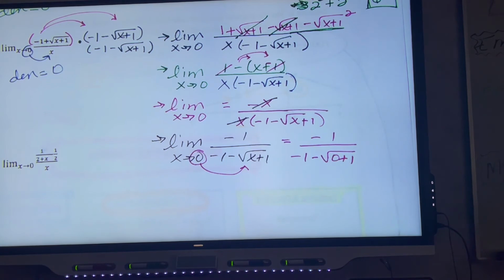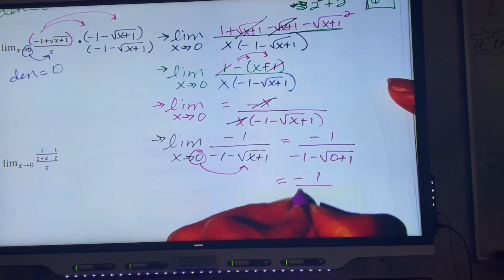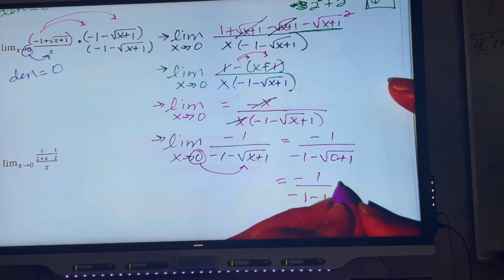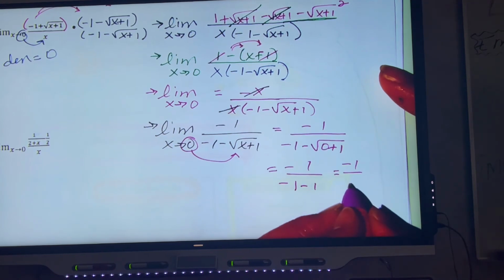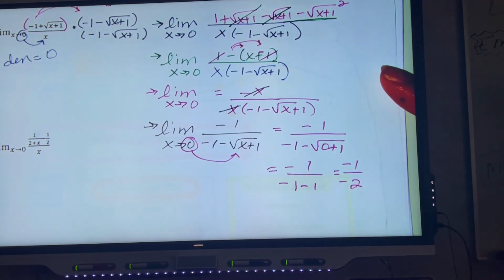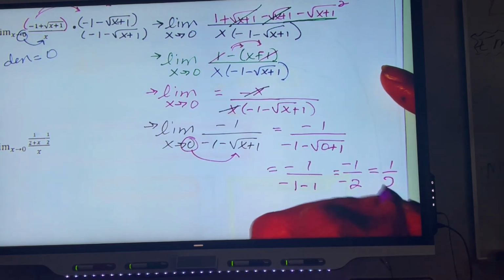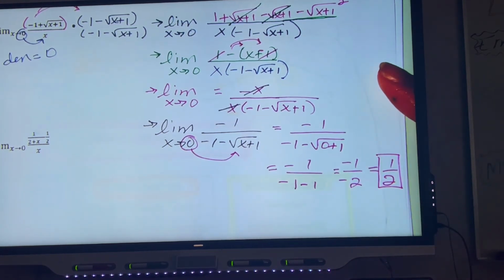What's the square root of 1? 1. So that'll be negative 1 over negative 1 minus 1. So that's going to be negative 1 over, what's the denominator going to be now? Negative 2. What's a negative divided by negative? Positive. So positive 1/2. So it's just 1/2. That was a long problem. Yeah, but I didn't skip any steps.